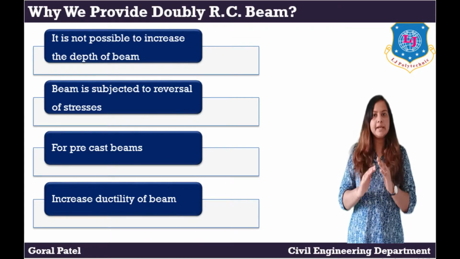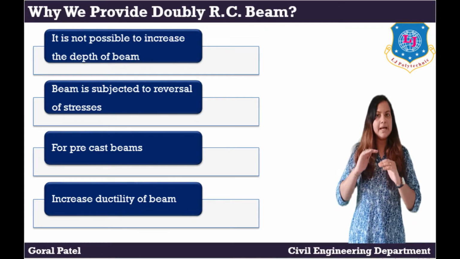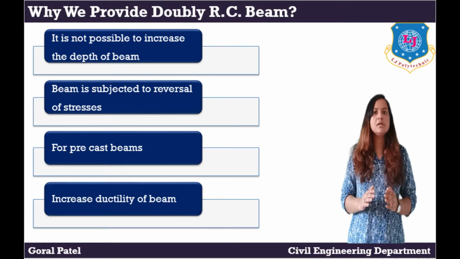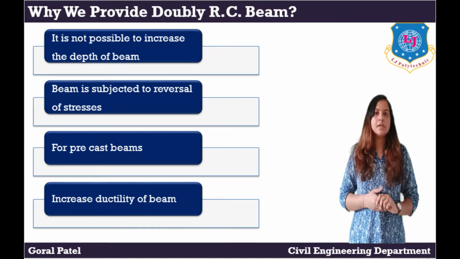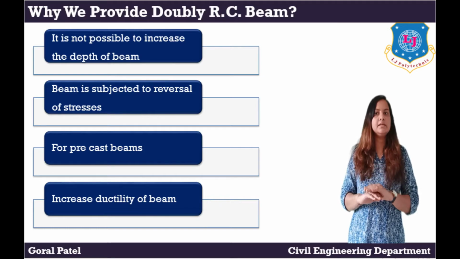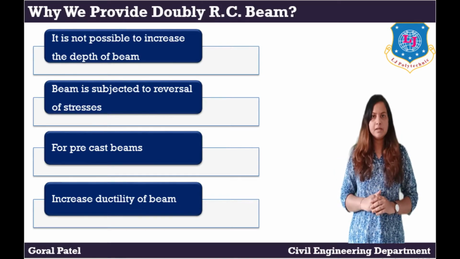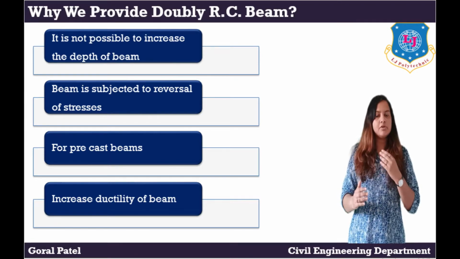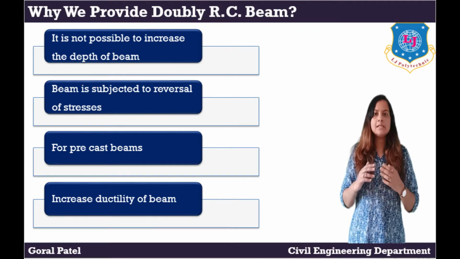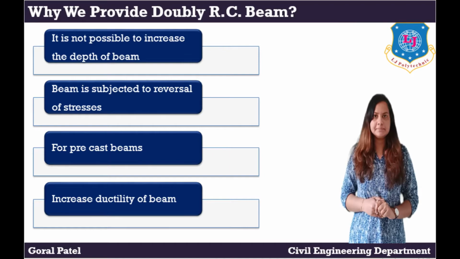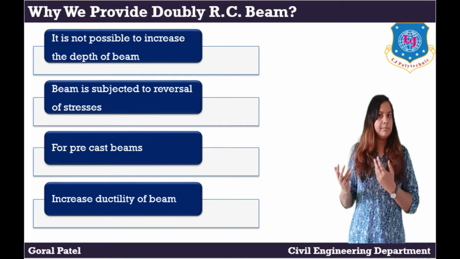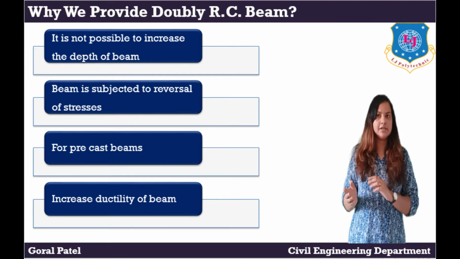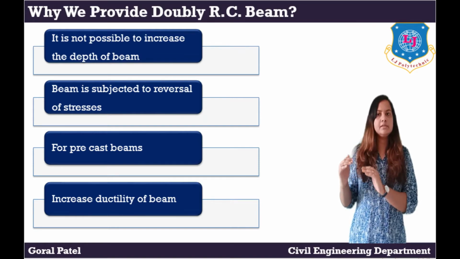We also know that we can increase the moment carrying capacity of beams by increasing their depth. But it is not always possible to increase the depth of a beam because of architectural and aesthetic restrictions. Moreover, increasing the depth of the beam will result in more self-weight. The most important reason for providing the doubly reinforced beam is to ensure safety against reversal of stresses in the structure due to wind force, seismic force and temperature stresses. For precast beams, minimum compression reinforcement is provided to hold the shear reinforcement like stirrups in position and for inducing ductility in the beam.